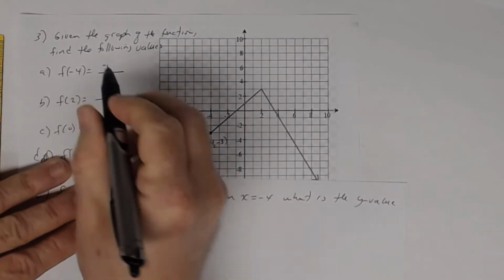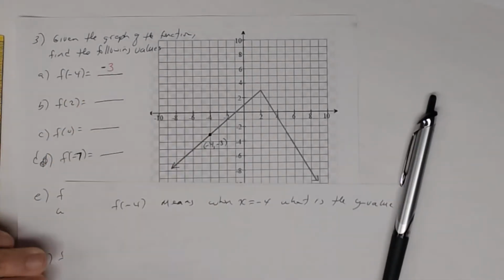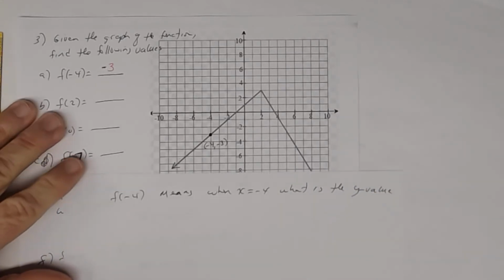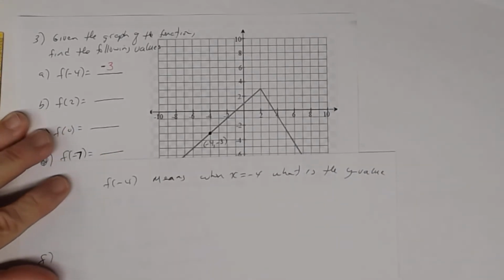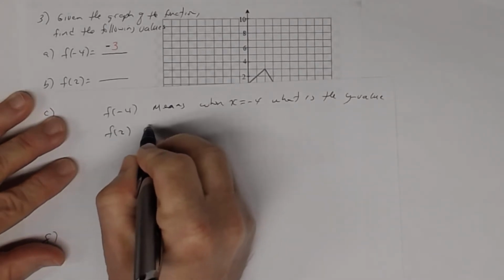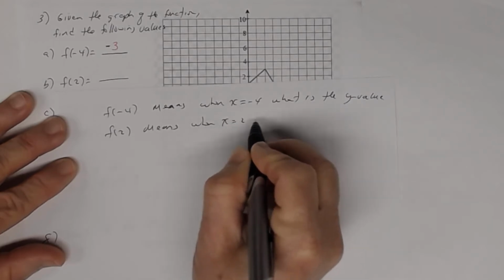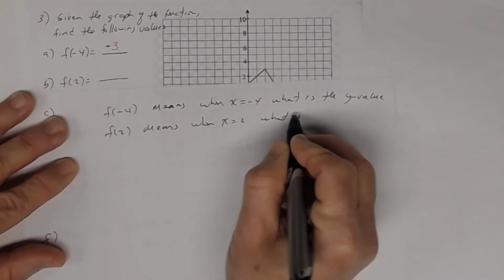So that's your answer. Let me go ahead and use a different color. So -3. All right, then you do the same thing with the other one. So f of 2 means this. f of 2 means when x is 2, what is the y value?